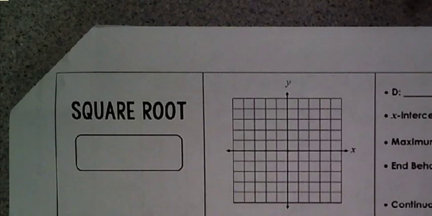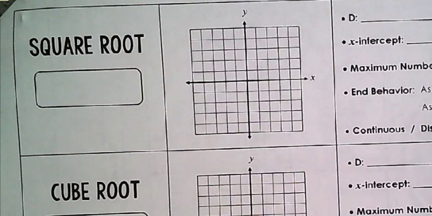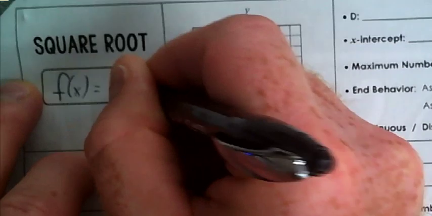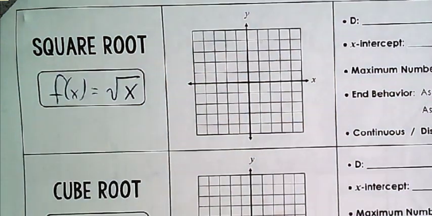Alright, so part 2 of our parent functions. The next function we're going to look at is the square root function, and this is over on the wall. You can see it. It is f of x equals the square root of x. Now, the thing about square root functions is we're not going to be dealing with any negative x values. All of our x values are going to be positives.